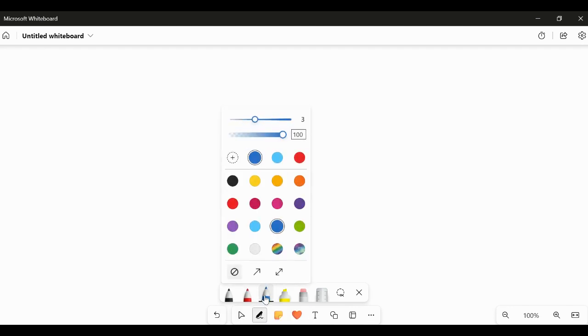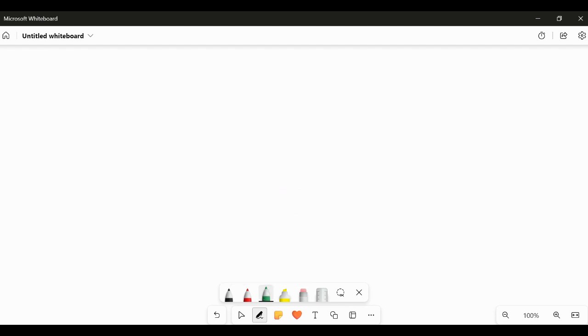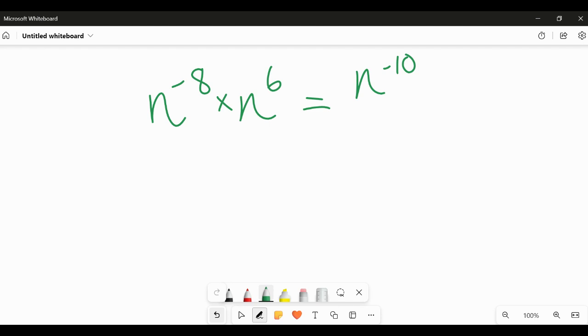Use a different letter. Let's try, use a different color too. Let's try n. n to the negative 8th, that's an ugly 8, times n to the 6th. Okay. And we want to figure out when it's equal, when you have n to the negative 10th divided by n to the question mark.